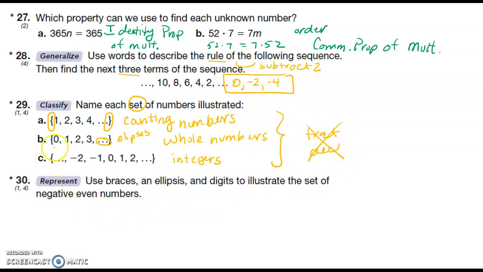Not yet. Use braces. Okay, the brace is the name for the chocolate chip. My bad. Ellipsis, which I put up there, and digits to illustrate the set of negative even numbers. So negative even numbers, let's see. So negative 2, negative 4, negative 6. There aren't any negative numbers higher, but there are some lower. So the ellipsis tells me that this goes on this way forever. But it doesn't go on this way because negative 2 is the largest negative even number.